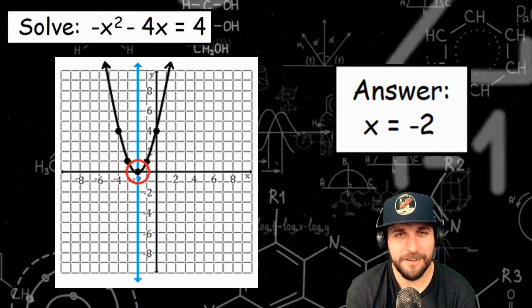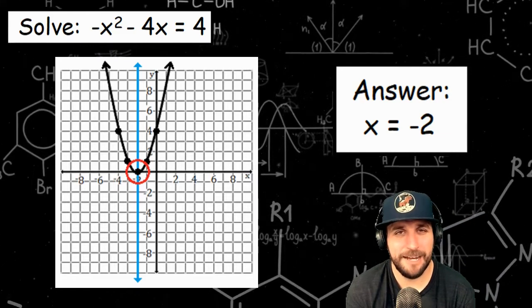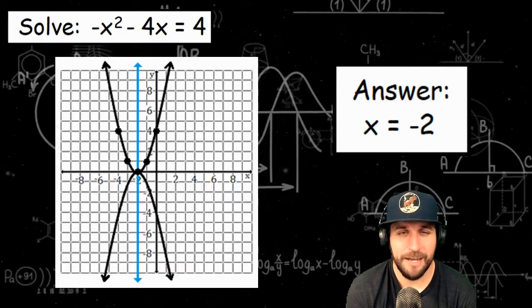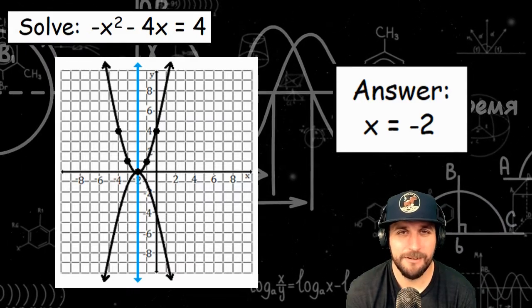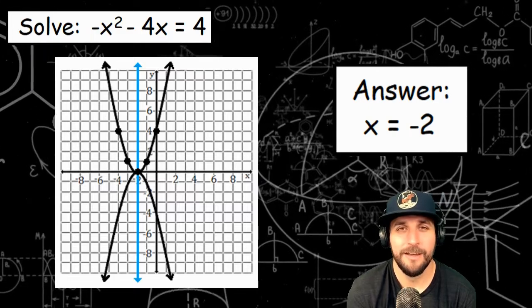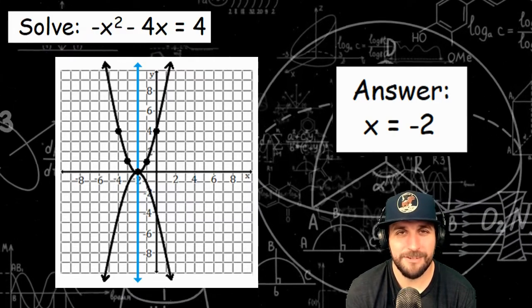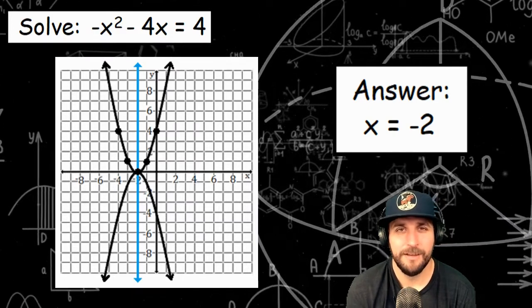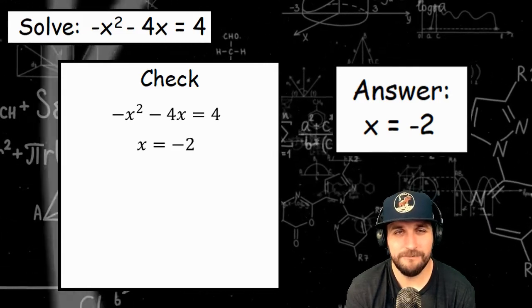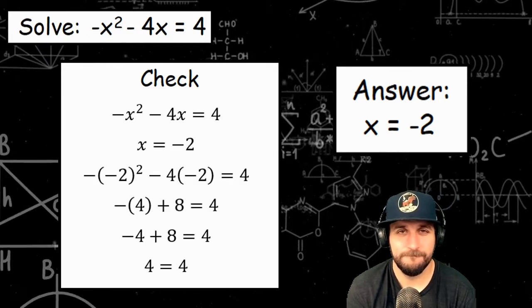If you had graphed negative x squared minus 4x minus 4 equals 0, you would have ended up with this parabola. But as you can see, they both have the same zero, which is all we were looking for, the solution to our equation, the zeros. So they both have our same answer, x equals -2. We can check it, and when we plug a -2 into our equation, it worked.